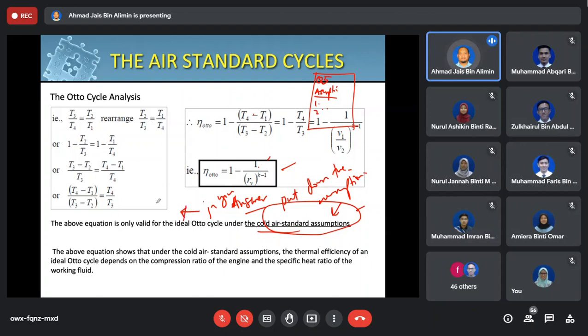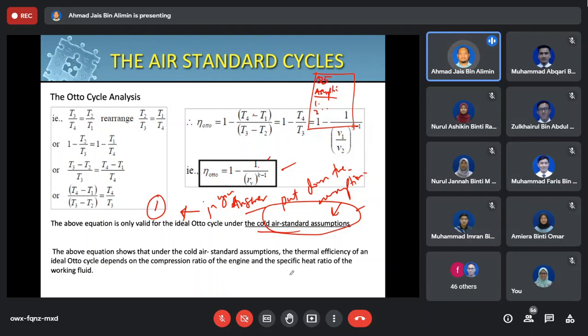Another good thing is that if you are able to write this down, at the minimum you will get around 1 mark at least, because you are telling the examiner that all your calculations are carried out based on a valid assumption, a valid engineering assumption.